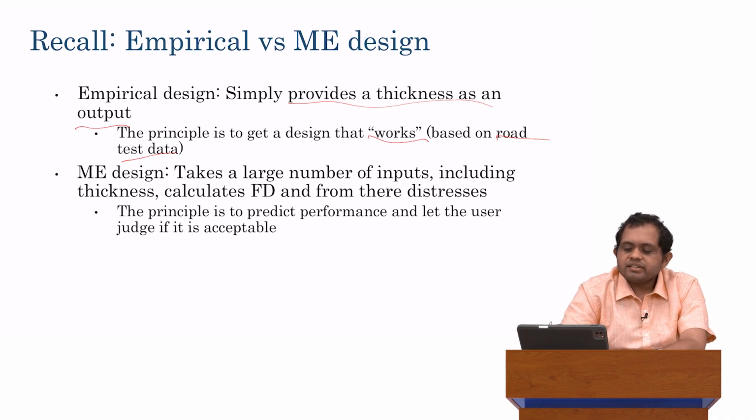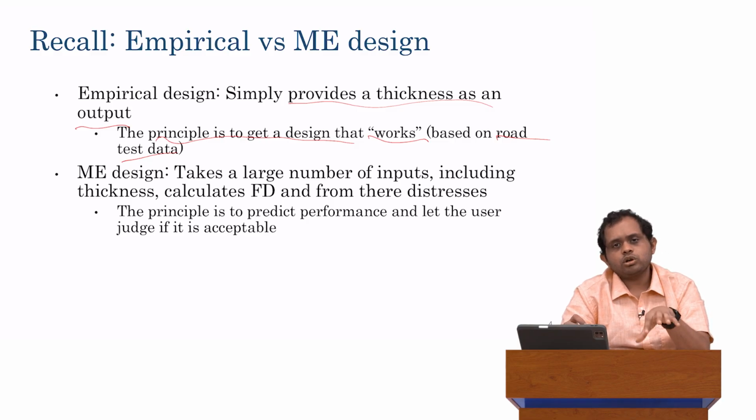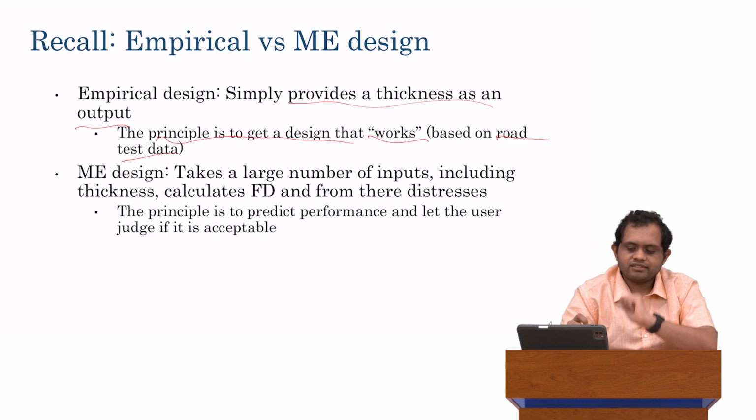So empirical design simply provides the thickness as an output. You get one value as the output, that's it. There's nothing more that you have to do. The principle here is to get a design that just works, or rather a design that happened to work. So you want to get as close as possible to a design that happened to work in the past.